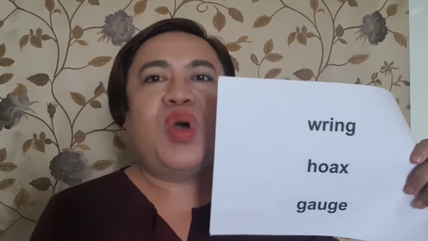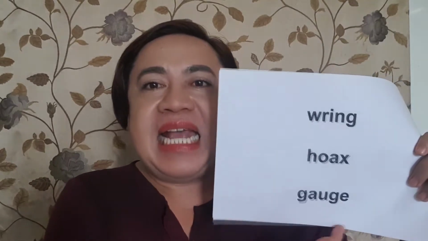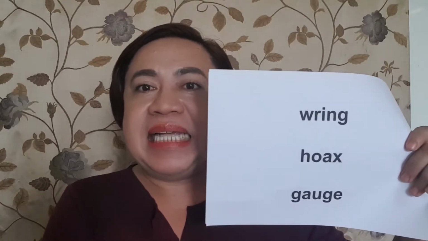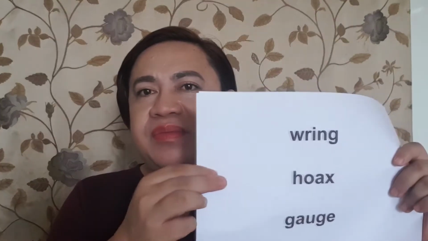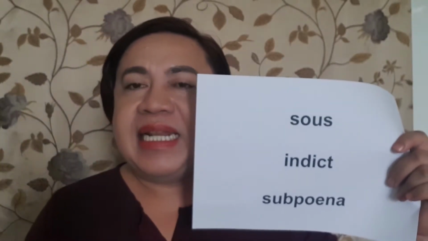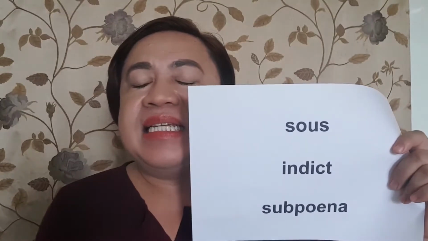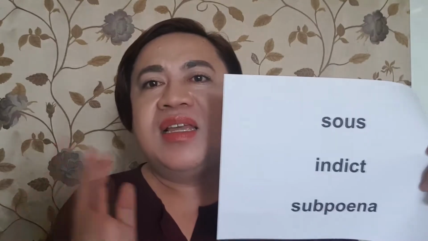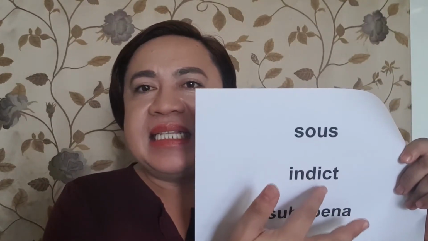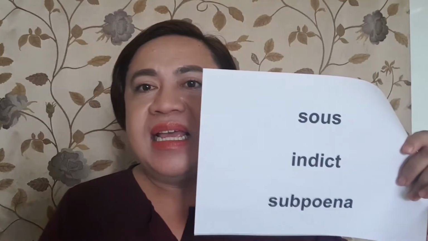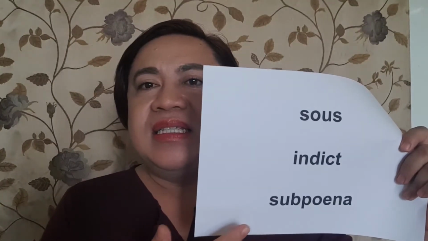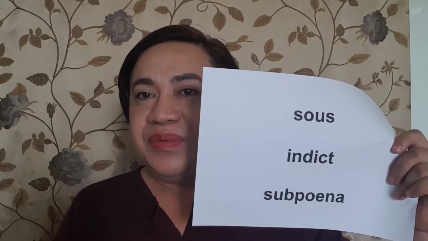Next is hoax. Silent A. It means fake story or not true. Next is gauge. It's when you measure or evaluate or assess. Gauge, silent E, silent U. Next, sous. Silent S. Sous means assistant. So when you say sous chef, it means assistant chef to the executive chef or whoever is holding a higher position. Next, indicts, silent C, and subpoena, silent O.